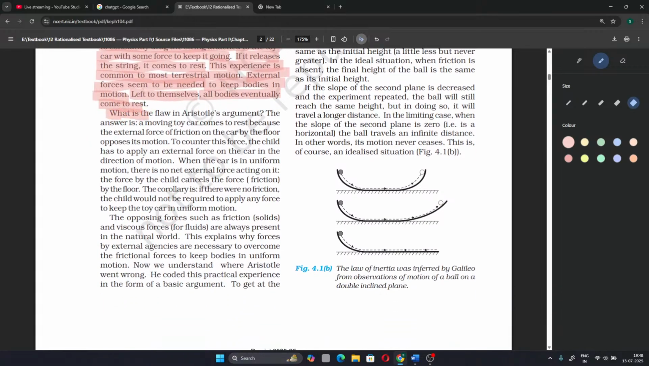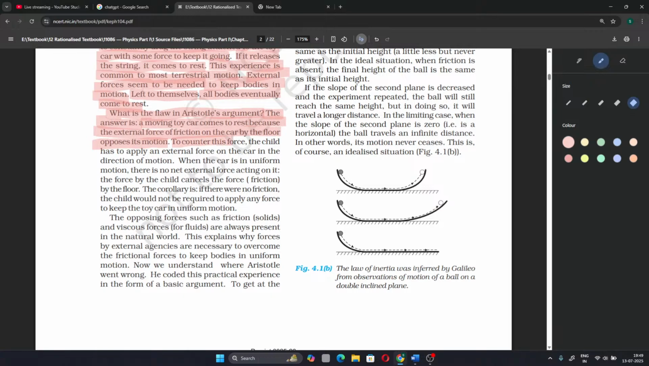Now let's see what the flaw in Aristotle's argument is. The answer is that a moving toy car comes to rest because the external force of friction on the car by the floor opposes its motion. That's what I've been talking about, frictional forces. When we push a toy car, it comes to rest only because of another force acting on it, the frictional force from the ground.